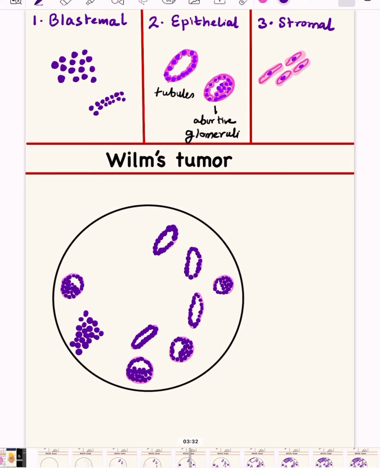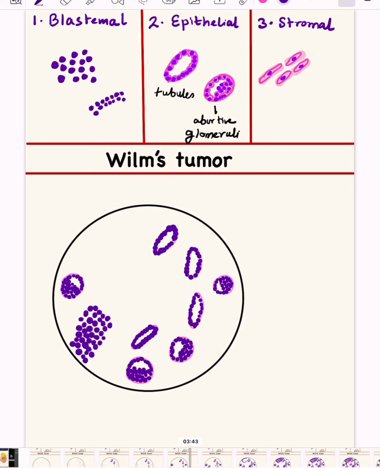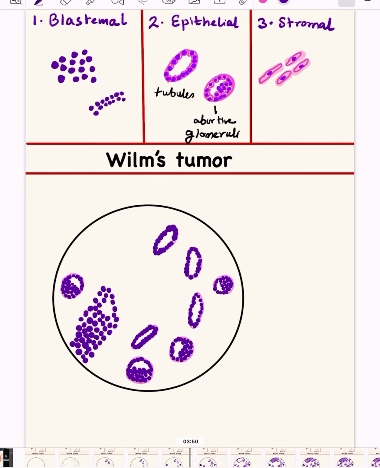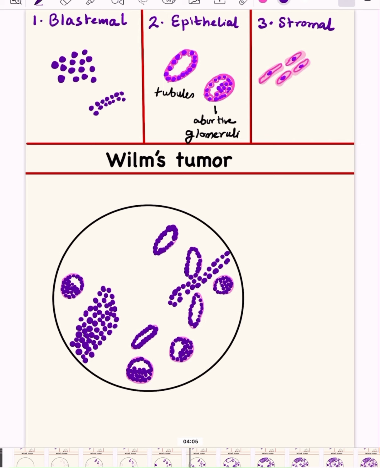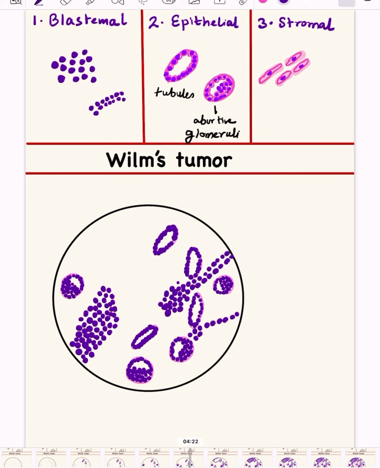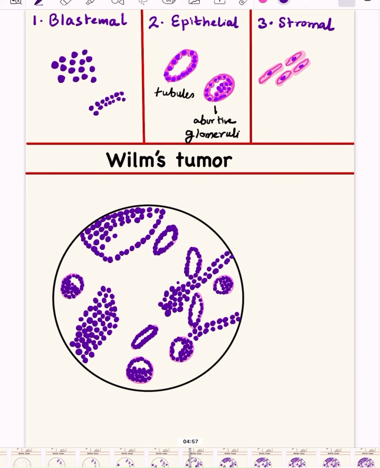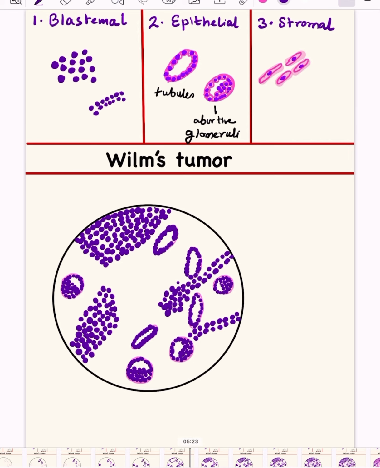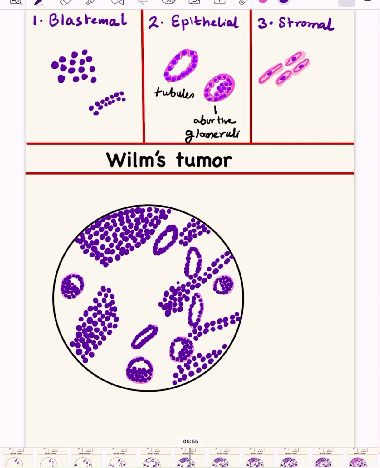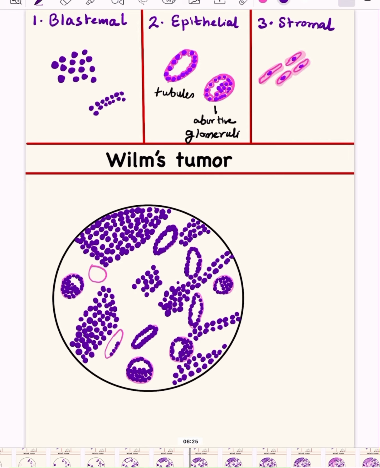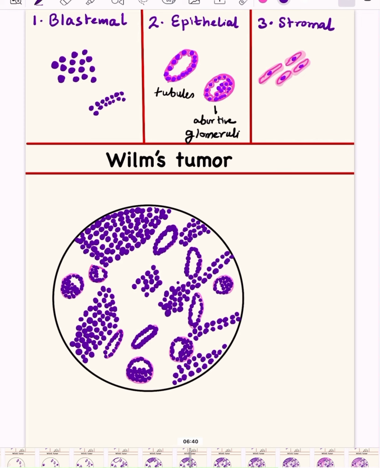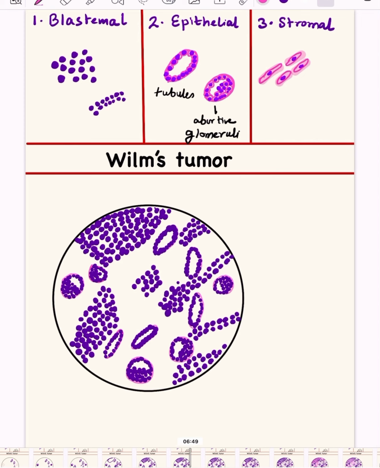Next you make the blastemal element. The blastemal cells are round blue cells having scanty cytoplasm, and they are arranged in the form of cords and sheets like this. So you fill this diagram with these cells. This is the blastemal element. You can make more tubules and more glomeruli-like structures.